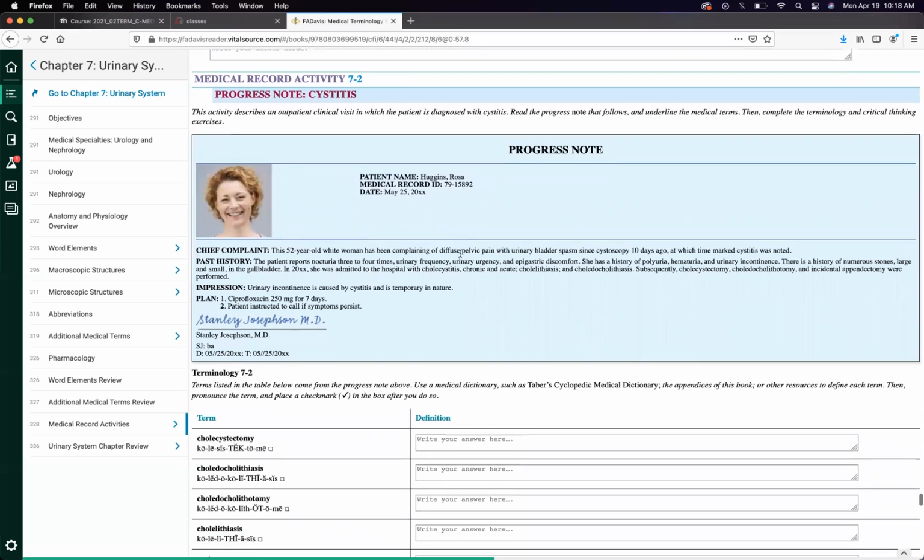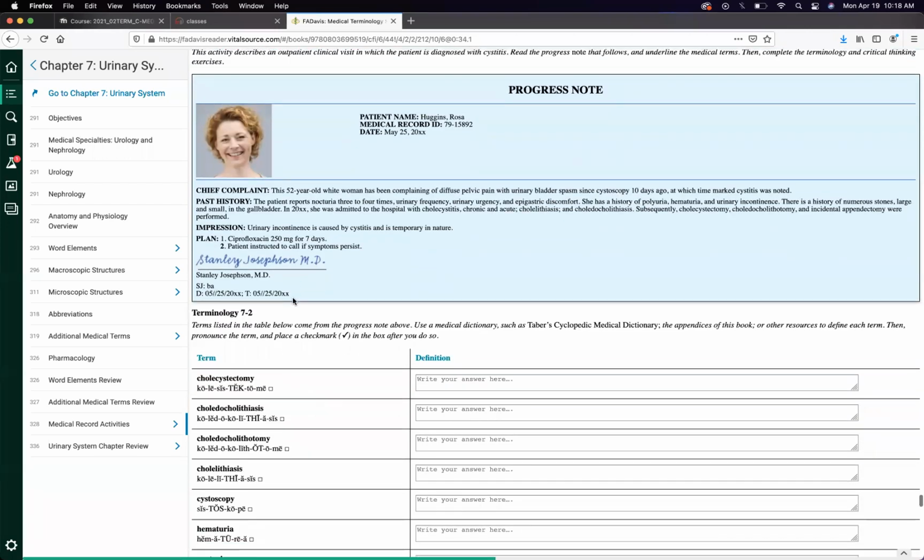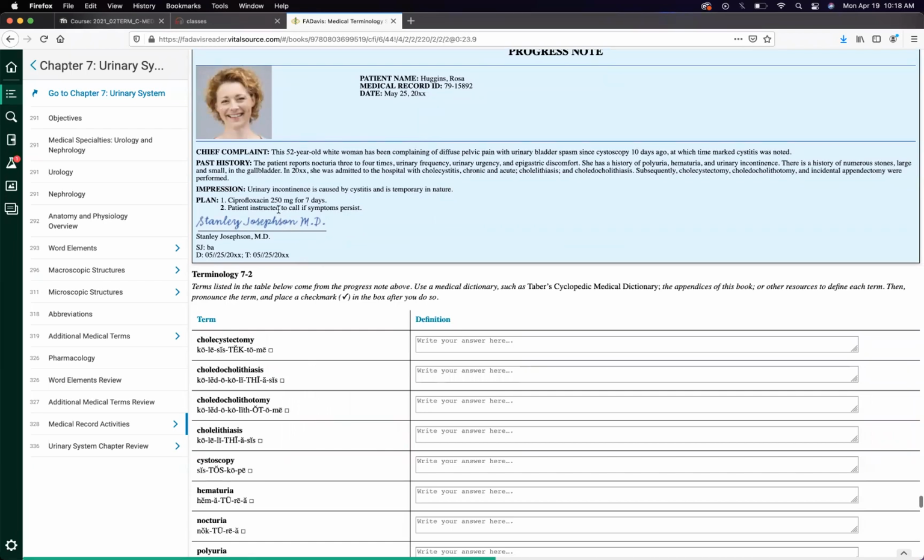Here's a typical progress note. And you see it has all the parts: chief complaint, past history, impression is the diagnosis, and the plan is the management. I could even ask you, we gave her Cipro, right? Which is an antibiotic. So her cystitis, was that bacterial, viral, or fungal in origin? Now, do you see how you need to take a little bit of time to figure that out? First of all, if you know anything about ciprofloxacin, it's an antibiotic. And you know antibiotics only deal with bacteria. So her cystitis was bacterial.